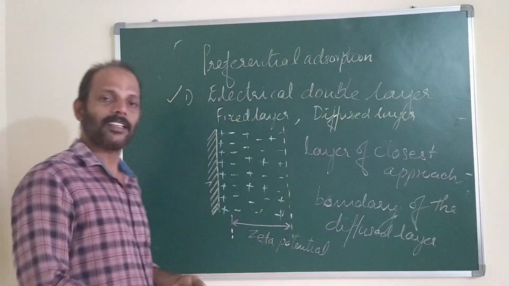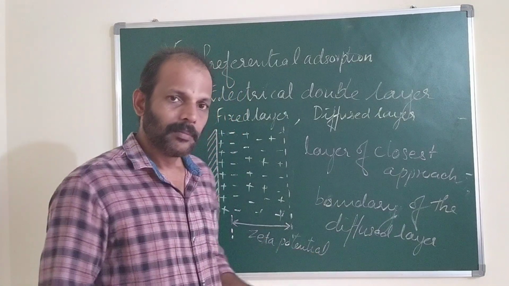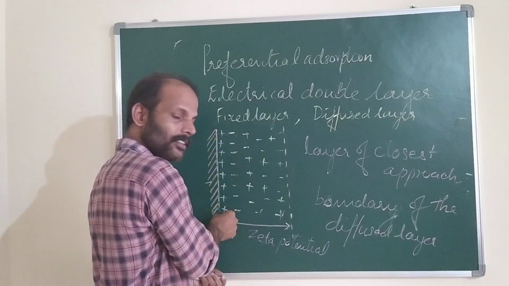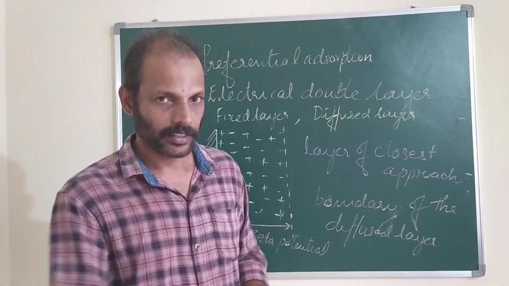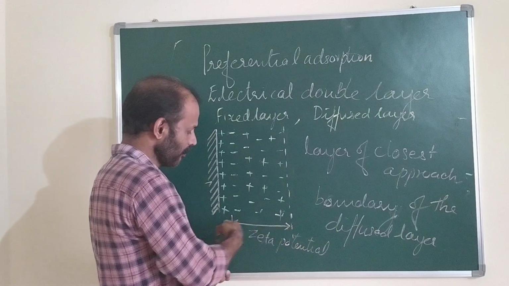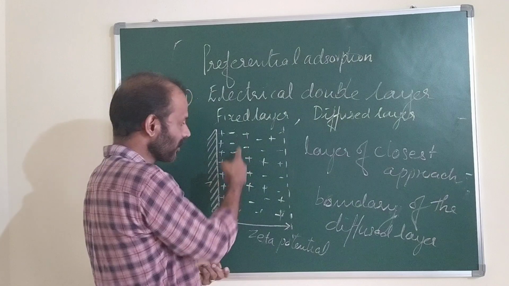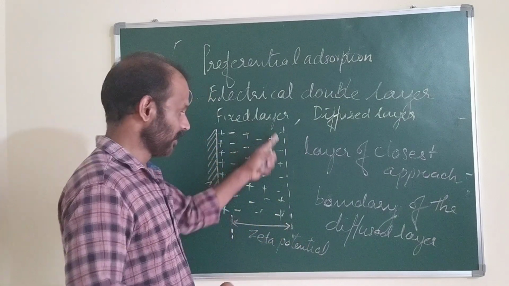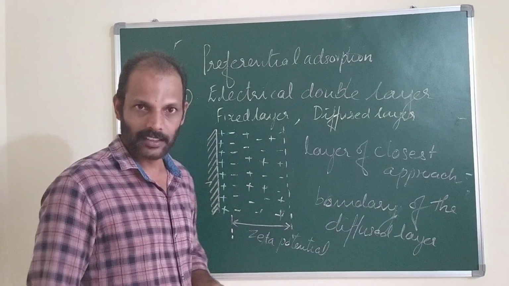So the potential created between the layer of closest approach to the fixed layer and the boundary layer of the diffused layer, or the layer just immediate to the fixed layer and the boundary of the diffused layer. This potential is known as zeta potential.